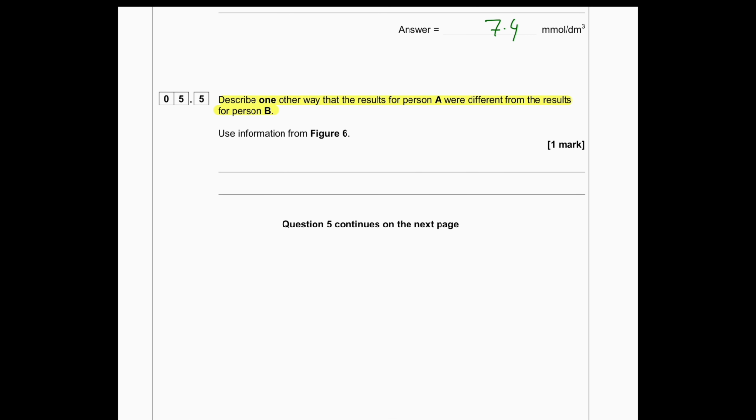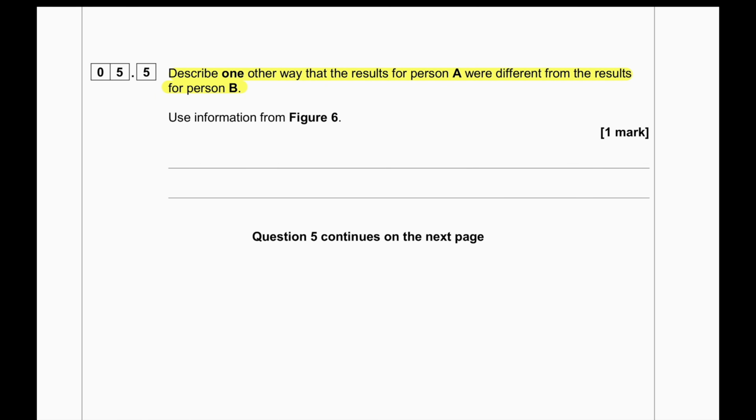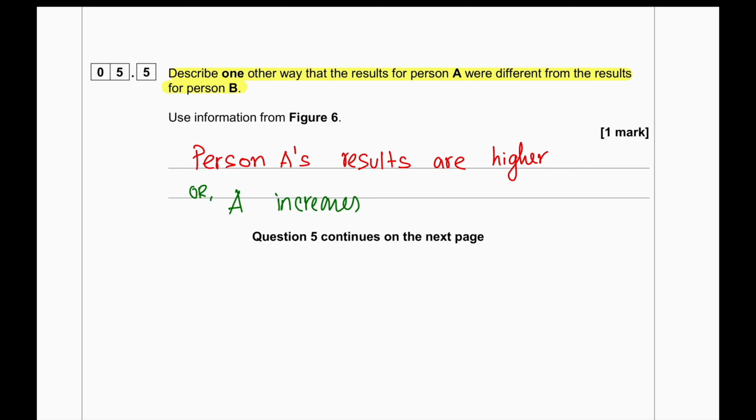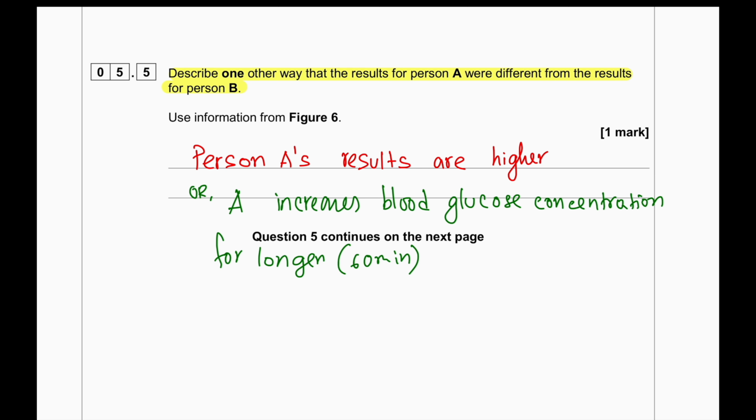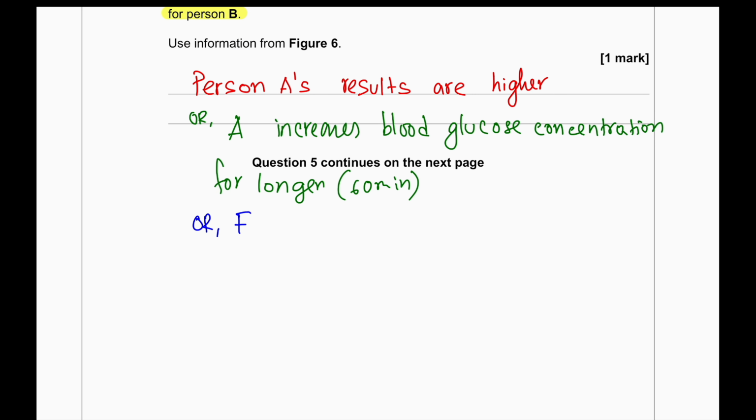So the points that we can write for this particular answer, first of all, person A results are much higher. The second point we can write is that A increases glucose concentration for a longer time, and it also takes a longer time for it to decrease as well. So there are 3 options for writing the answer, just write any one of them.